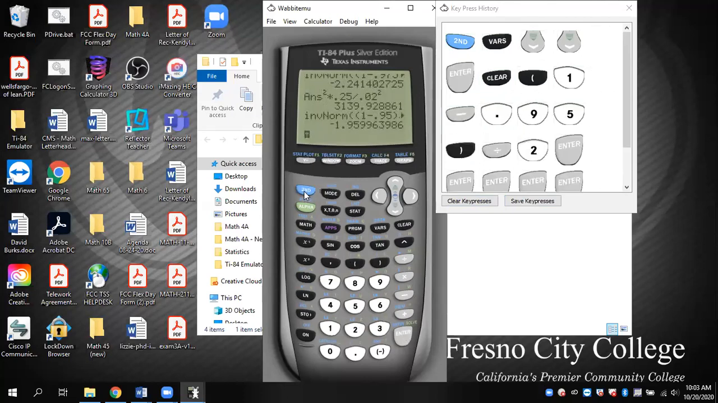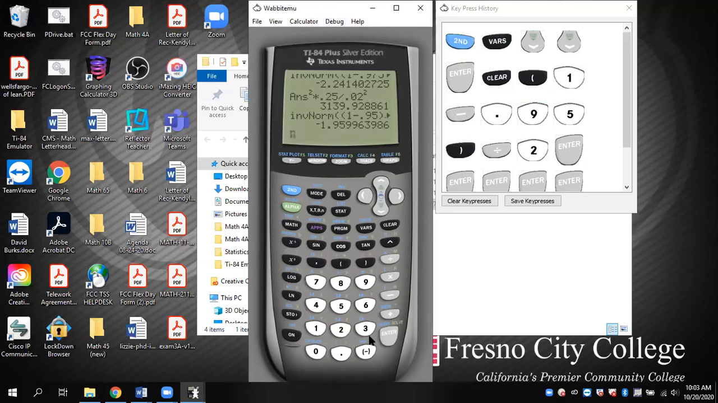I go second answer. Second, it's right after the Z. It has to be immediately after you've done the inverse norm. Hit second answer to the second power, right arrow, times 0.25 divided by my error was, what was it, 0.01? 0.01 to the second power, enter. There's that number that I mentioned, 9603.6, which rounds to 9604. You can see over here the buttons I pressed on that one.